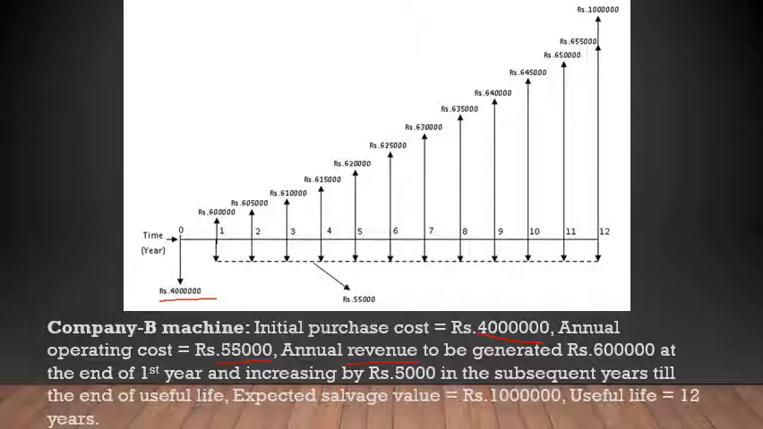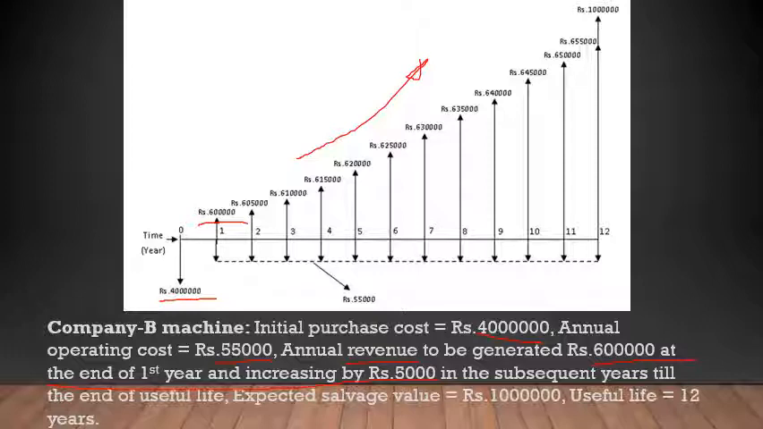Generated 6 lakhs at the end of the first year, increasing by rupees 5,000. Again, there are two cost components: the first year's component and the increasing component, which means it is a gradient flow. Represent that here. First year 6 lakhs and then increasing by rupees 5,000 every year till the end of its life, that is up to t is equal to 12.